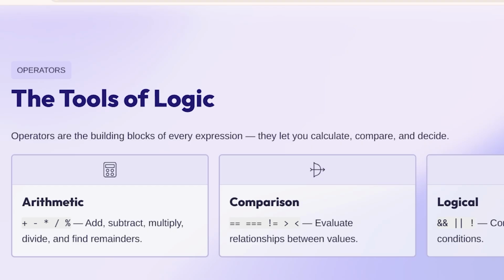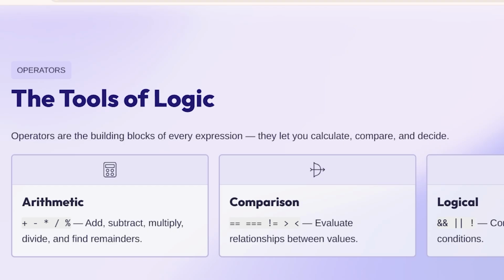The first one is the arithmetic operator. The arithmetic operator includes addition, subtraction, multiplication, division, and modulus. If you want to add two numbers, you can use the arithmetic operator addition, and if you want to multiply two numbers, you can use the arithmetic operator multiplication.